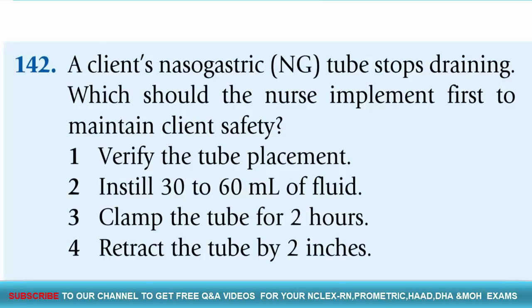142. A client's nasogastric tube stops draining. Which should the nurse implement first to maintain client safety? 1. Verify the tube placement. 2. Instill 30 to 60 milliliters of fluid. 3. Clamp the tube for 2 hours. 4. Retract the tube by 2 inches.